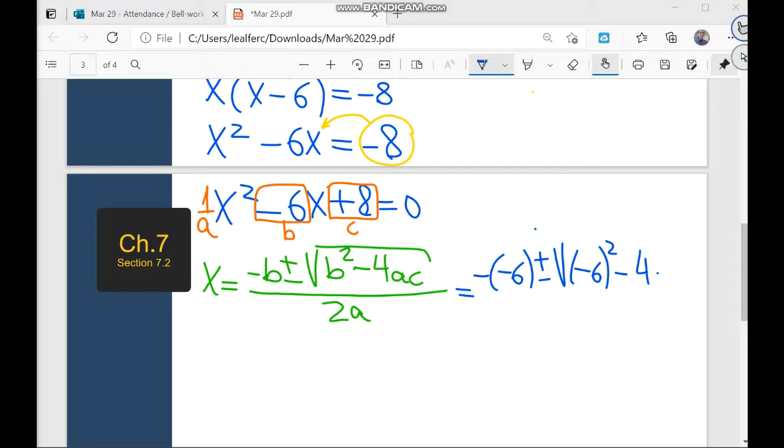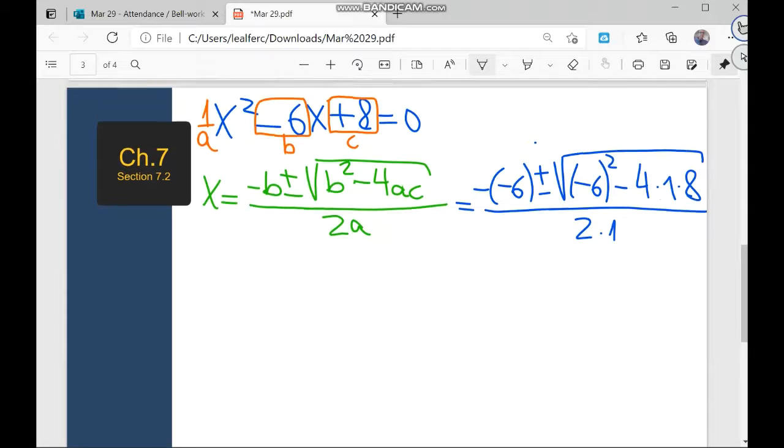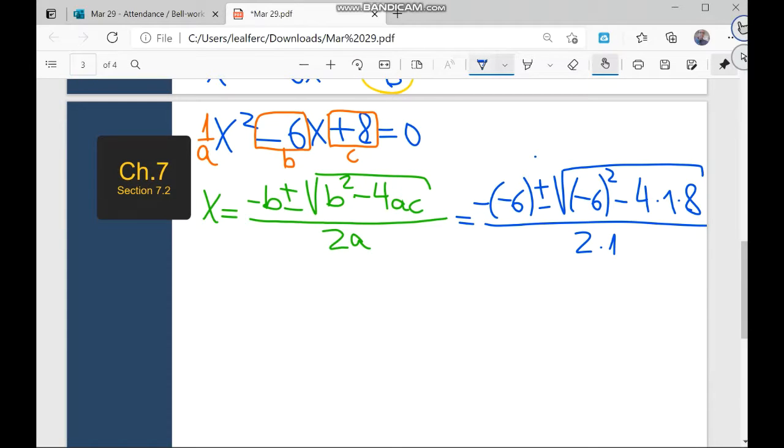Now we are plugging in the numbers: b squared, negative 6 squared, minus 4 times a times c, and a is 1 times c is 8, okay, over 2 times 1. Here, now let's simplify.